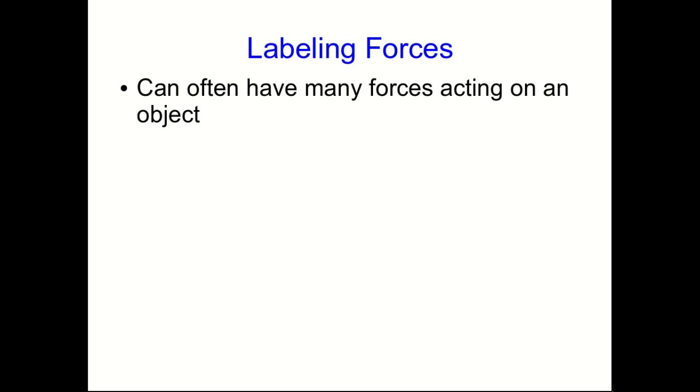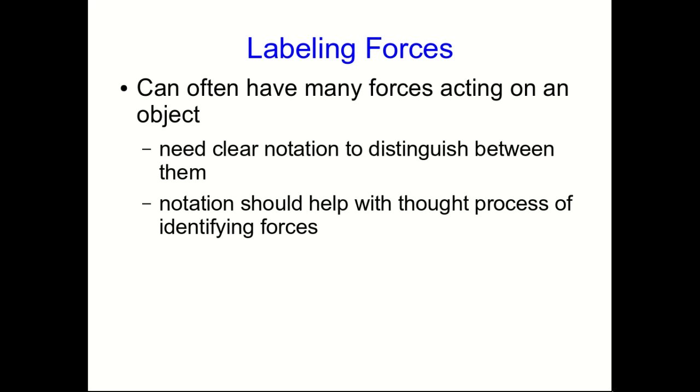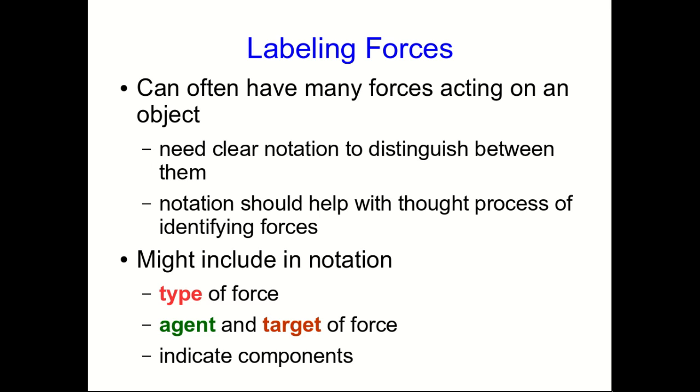We'll eventually look at systems where there are many forces acting on often sets of objects, and so we need clear notations to be able to distinguish between all these forces, and hopefully that notation should help us with identifying forces. So we might include in our notation what type of force we're talking about, and the agent and target of the force, because often when you have several forces, they might be of the same type, and you need some other way of distinguishing them. Also, as usual, because forces are vectors, we need to be able to indicate components.